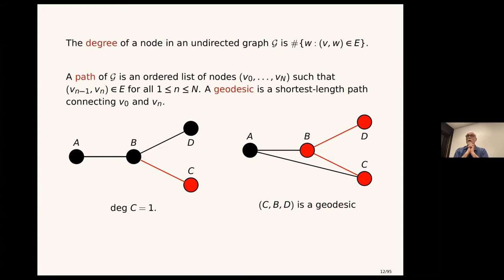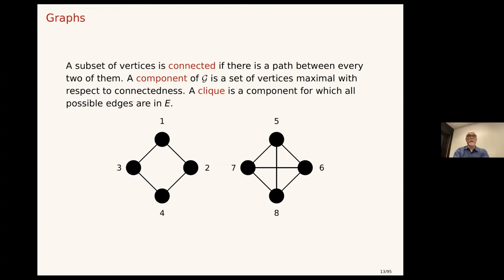What do I mean by shortest path? Shortest paths have another name. They're called geodesics. A geodesic is the shortest length path connecting any two nodes. And how do we measure length? We count the number of edges, okay? A subset of vertices is connected if there is a path between any two of them, okay?